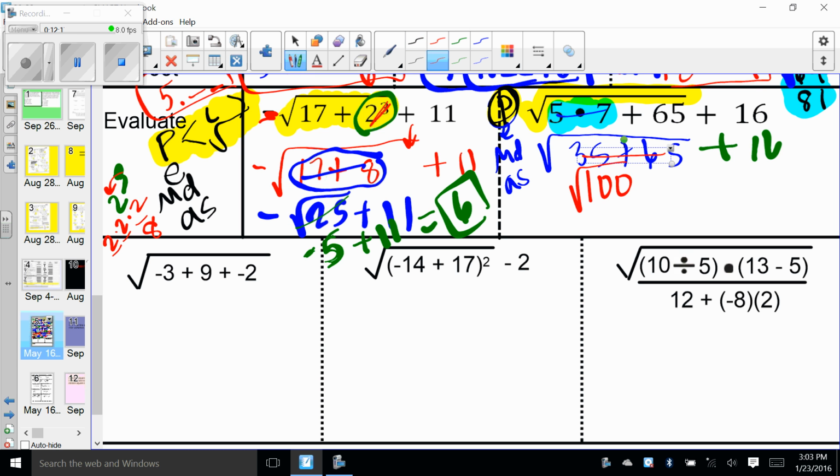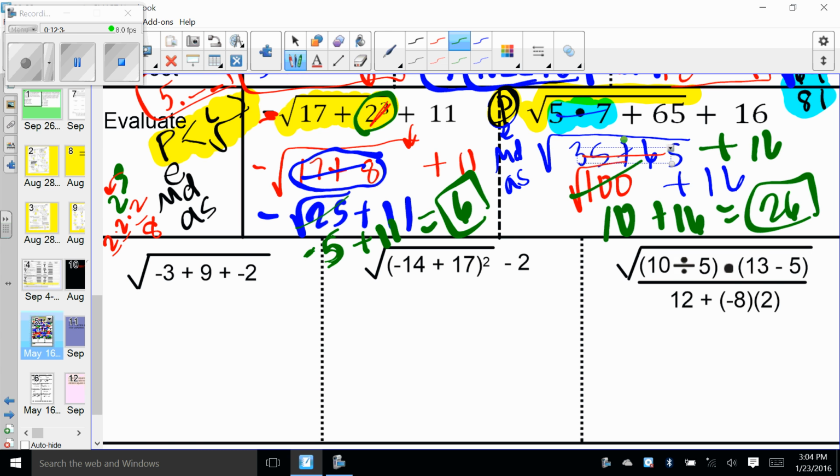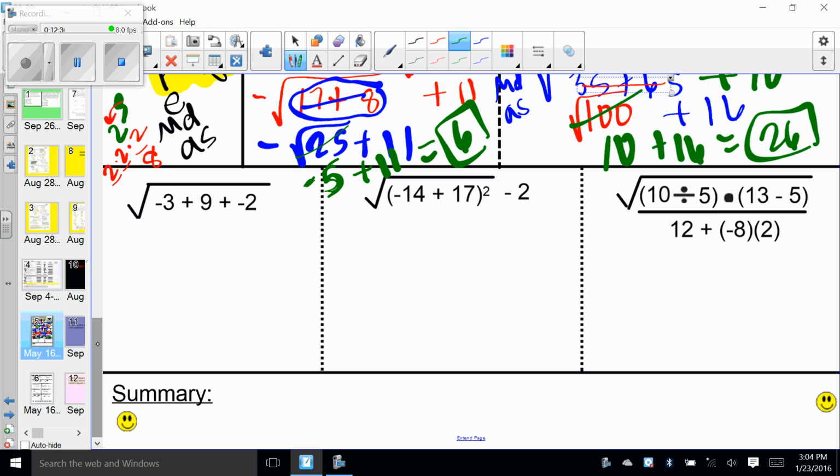So I have the square root of 100. If I haven't used it, I drag it down, plus 16. The square root of 100. Oops, sorry if I'm going too fast. Go ahead and pause the video if it's just way too fast. The square root of 100 is 10 plus 16 gives me 26. Answer should be 26. Everybody check your work there. 26.